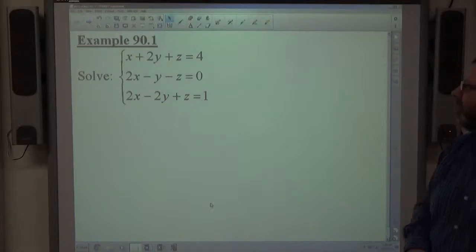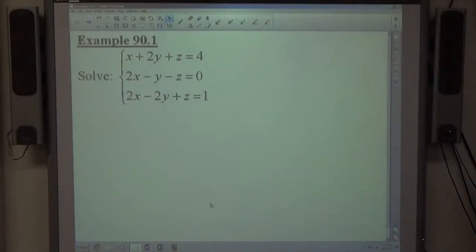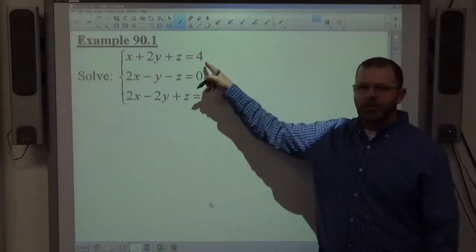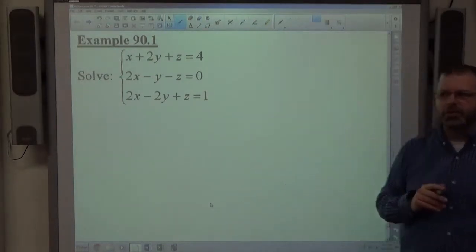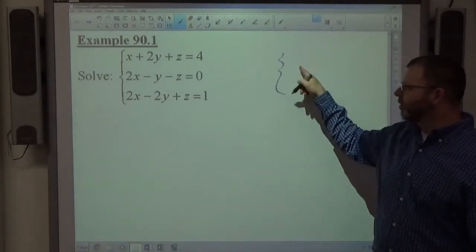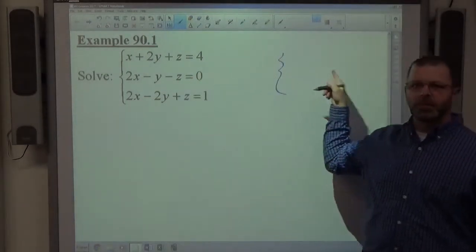Example 1, solve the system x plus 2y plus z equals 4, 2x minus y minus z equals 0, and 2x minus 2y plus z equals 1. When you see a system of 3 equations with 3 variables, your first priority should be to make a system of 2 equations with 2 variables. You want to simplify it down from what it is to something simpler.